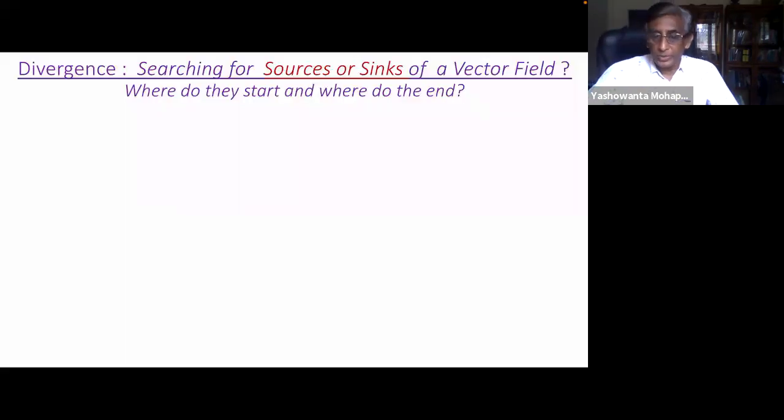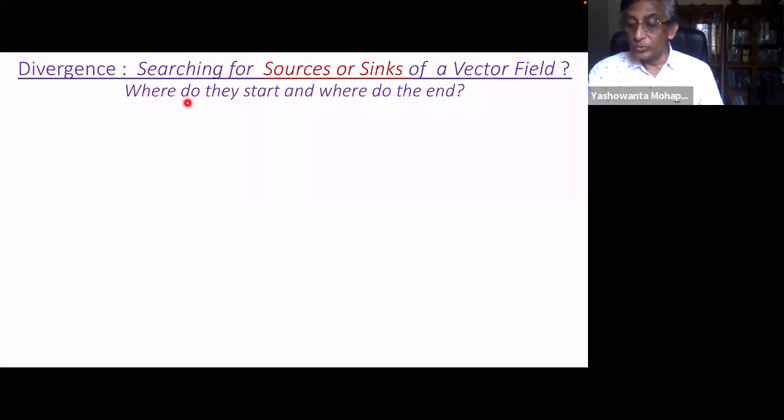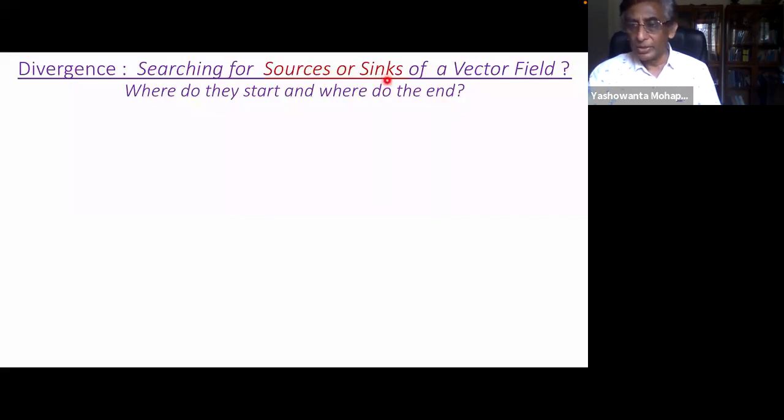Now we'll look at divergence. We have done gradient. Now we'll look at divergence. This is trying to find out the divergence of a vector field. It is like searching for the sources or sinks of a vector field. What we're trying to figure out is where they start and where they end. If there's a sink, then they're going down. For example, water. If there's a tap, then there's a source. If there's a drain, it's a sink. So flowing water can have sources or sinks, and in divergence, you're trying to find that out.